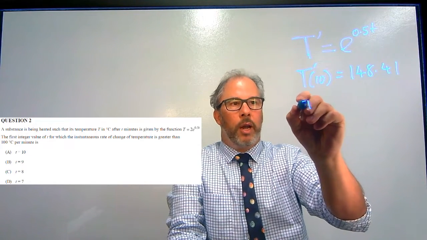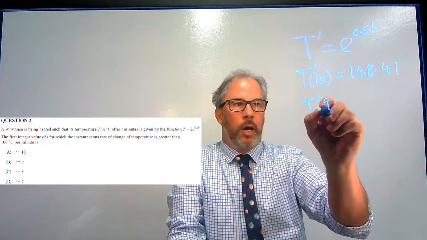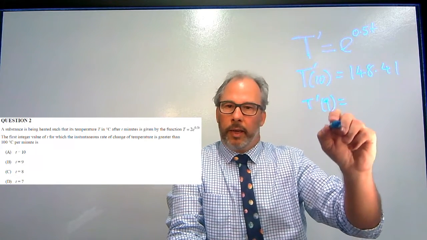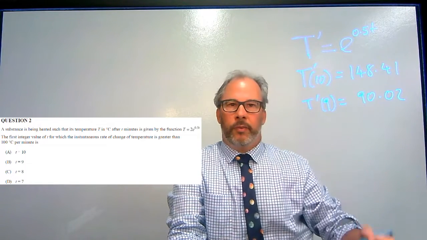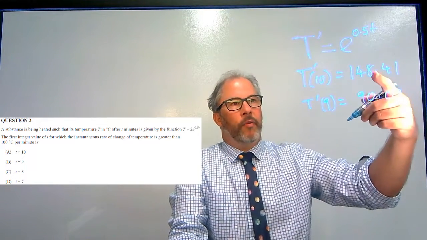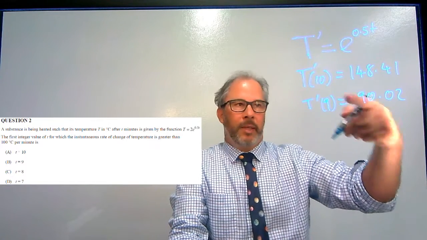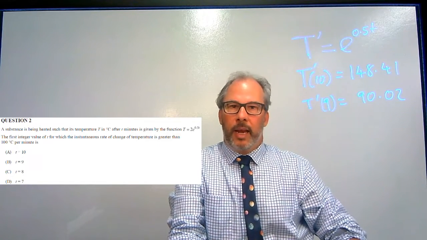I could try the next one, which is 9. T equals 9 gave me on my calculator 90.02, if I've done that correctly. That means that that's not greater than 100, so the answer is A, 10.